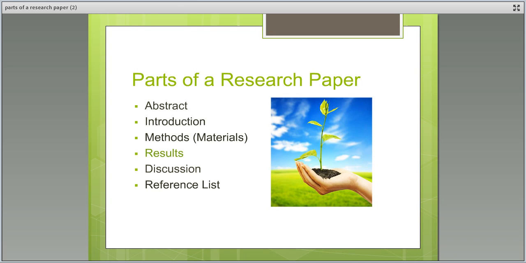So the parts of a research paper usually start with an abstract and then move into an introduction, then the methods, sometimes called methods and materials or just materials, then the results section, which we'll discuss today, a discussion, and it follows with a reference list.